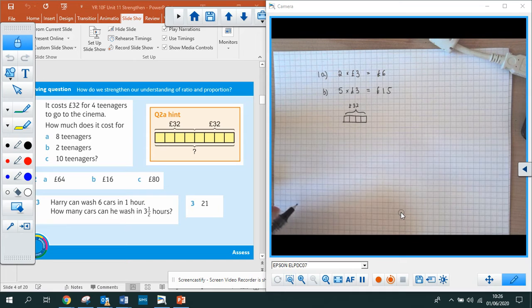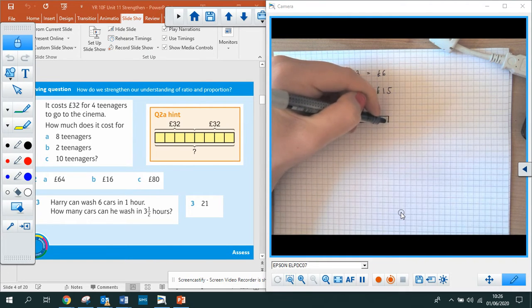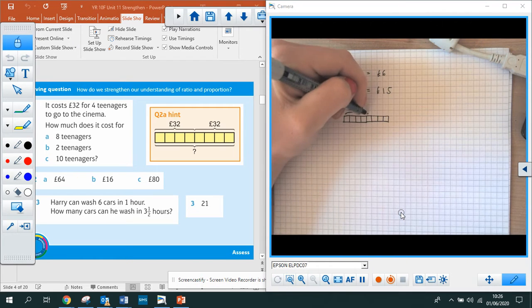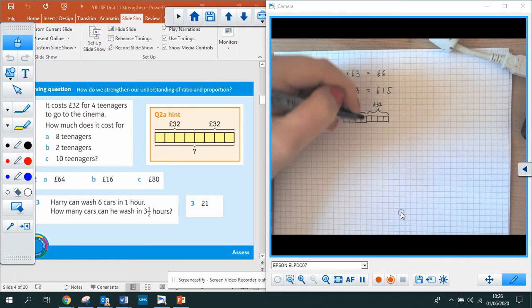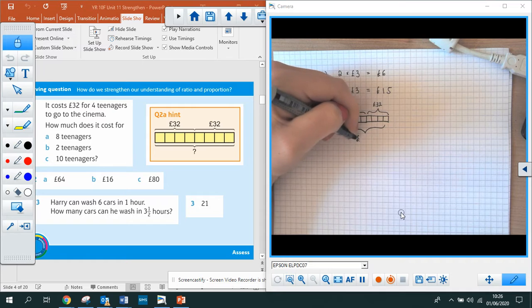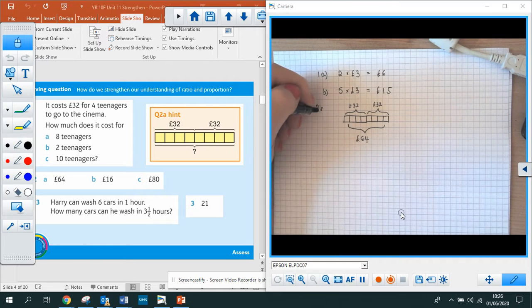As in part A we have been asked how much it's going to cost for 8 teenagers, all we need to do is double the cost for 4, because we know that 8 is double 4. So if we double the cost for the 4 tickets, we will have the cost for the 8 tickets. So it's 2 lots of £32, which is £64. So it will cost £64. This is question 2A. £64 is your answer to part A.